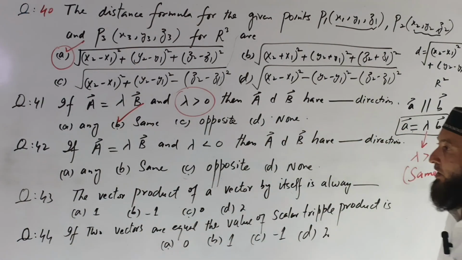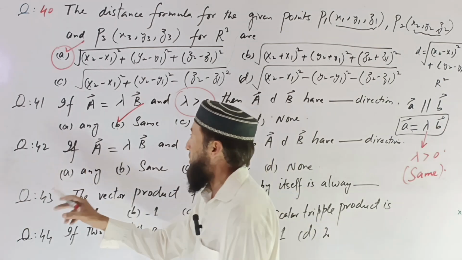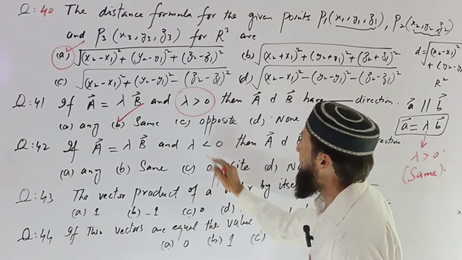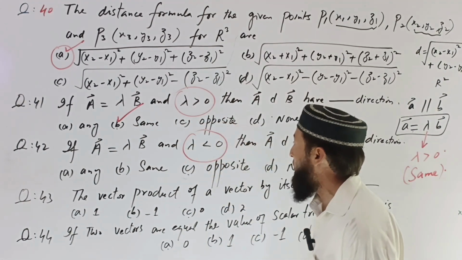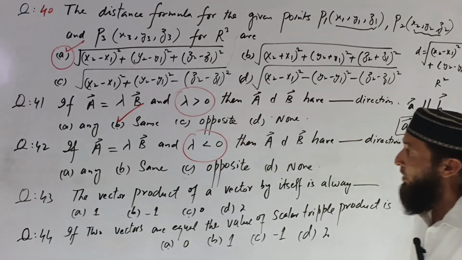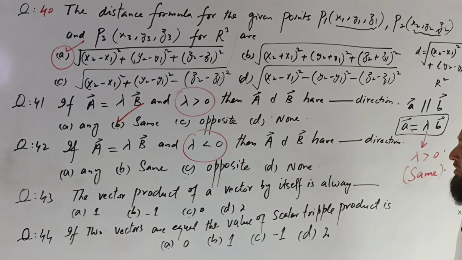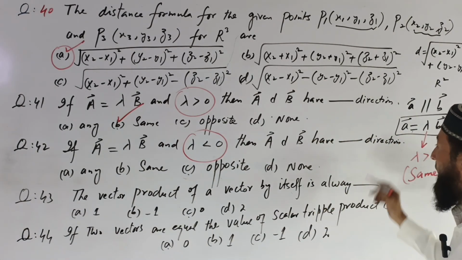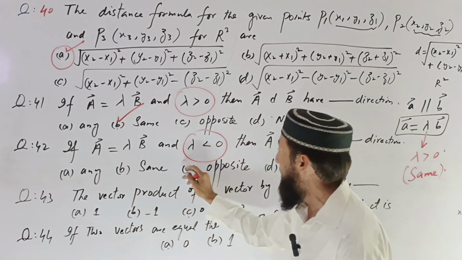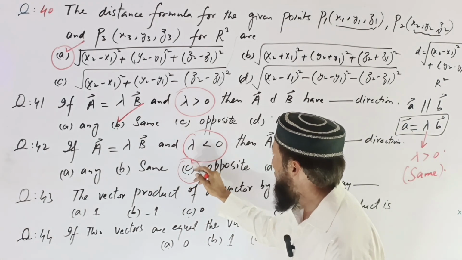This answer is correct. Similarly, the same question is repeated with the condition lambda less than 0. It means we have a negative number in this situation, so A and B are in the opposite direction.